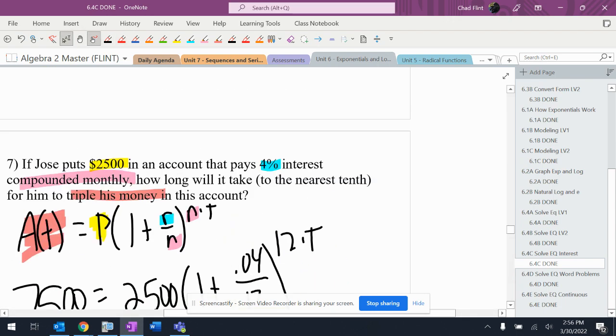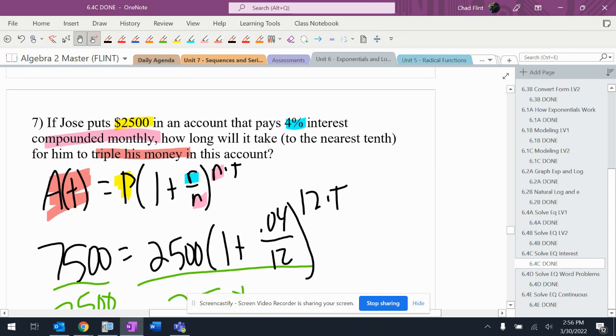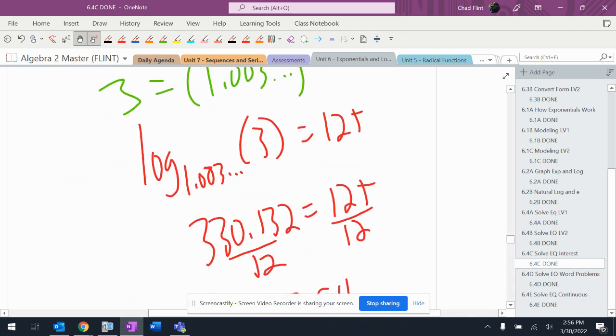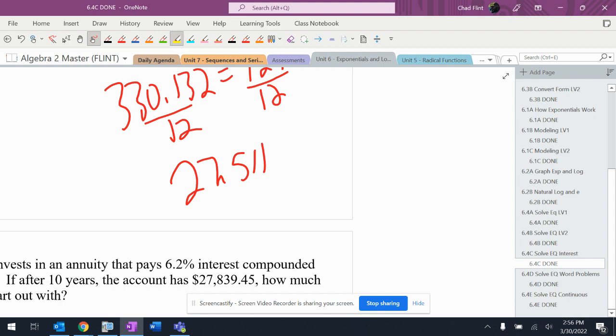What did it say to round to? How long will it take? So it doesn't really say what to round to, so this kind of leaves it wide open here. I would never round it to 27 years, even if I wouldn't round this 27 years anyways. I'm going to say 28 years.